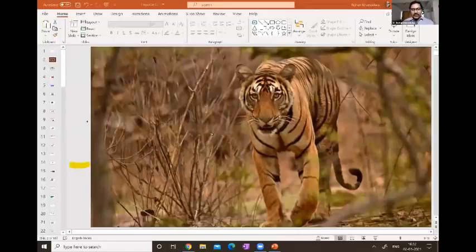This is a favorite picture of mine, which I clicked a long time back at Ranthambore. So always good to start with this image.